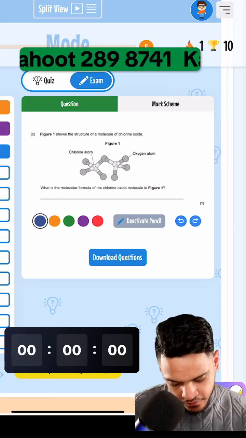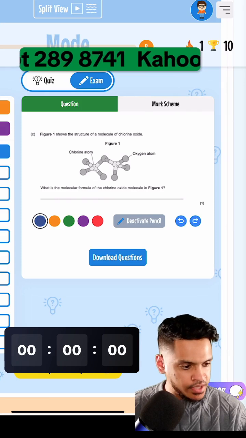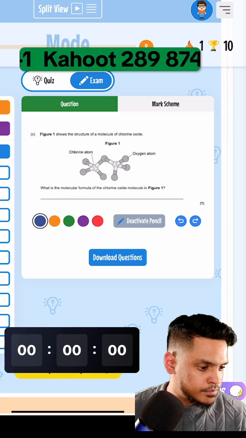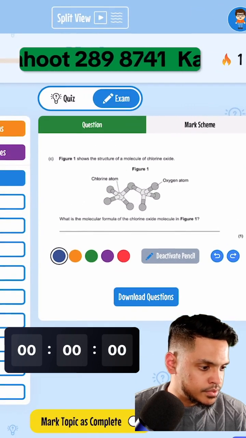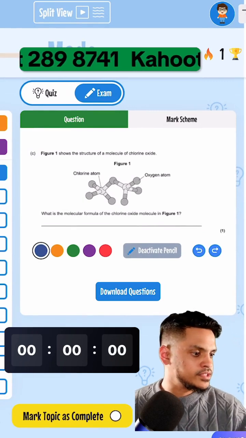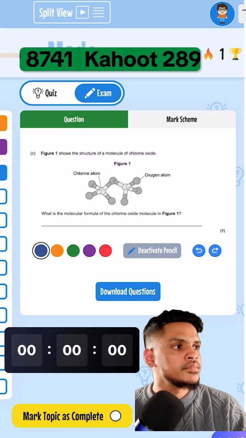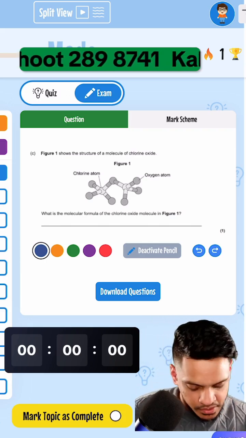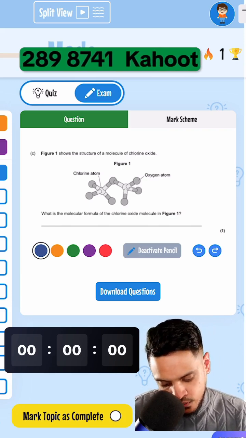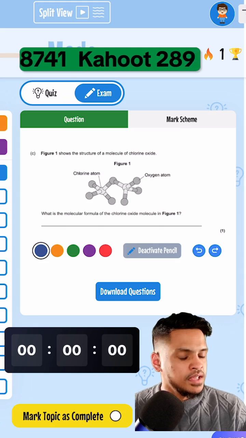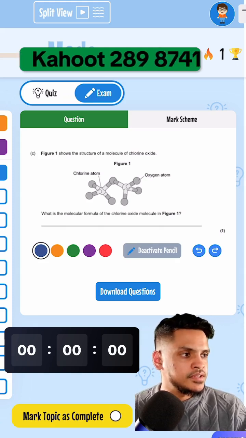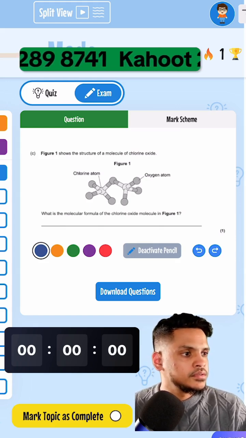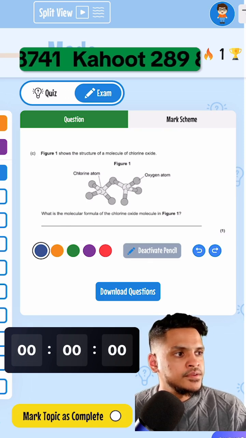Okay, what is the molecular formula of the chlorine oxide molecule? See this diagram here. What would you say the molecule is here? Does anyone know the answer? Let me know in the chat if you think you know the answer here. It's labeled, it's told us what chlorine is. So you count how many chlorines there are, how many oxygens there are, you just put numbers next to them, and then that's basically the formula, isn't it? Let me know in the chat if you think you know the answer.